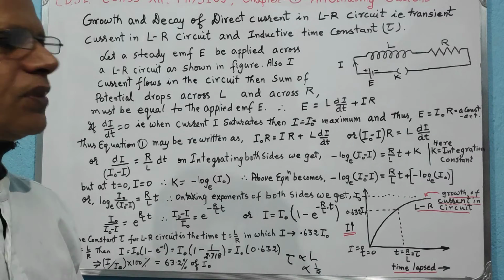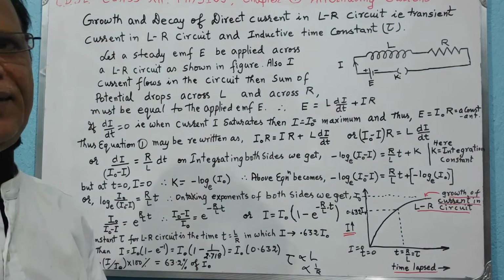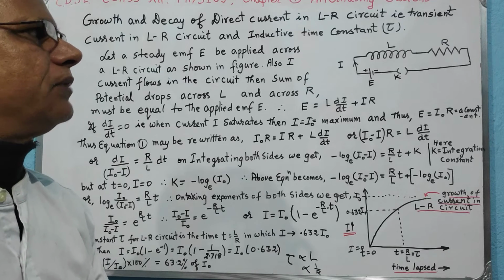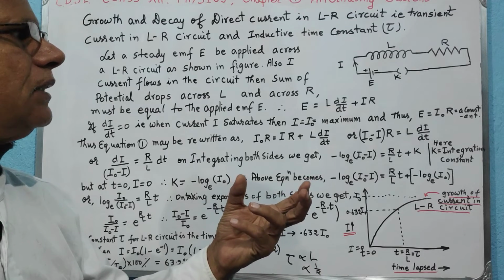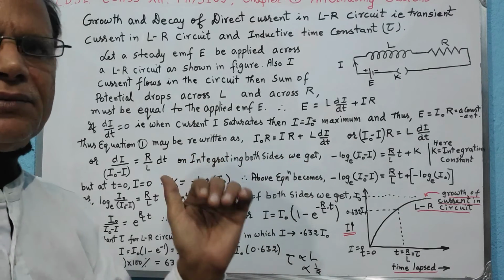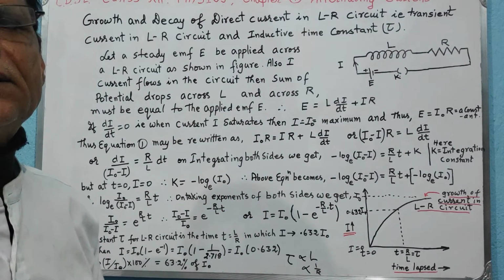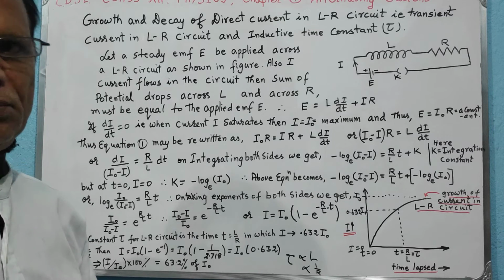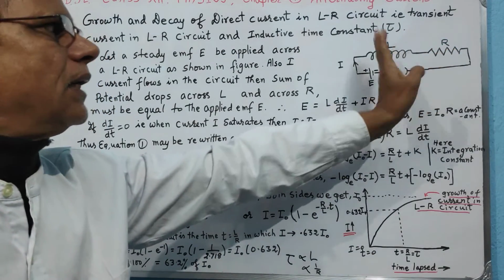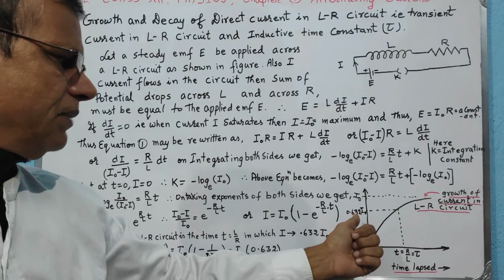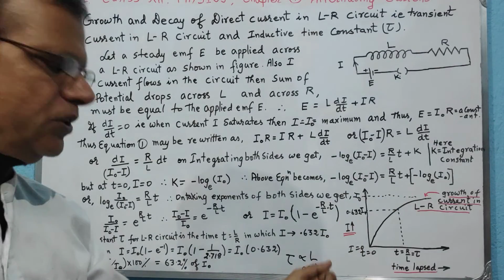Well, if you happen to have a bulb attached at this place instead of a resistance, then what will you see? What you will see is the bulb will start glowing with varying intensity continuously till the current saturates. So it means it will increase gradually. More is the current, more will be the glow, and it will saturate. It will become 63.2% of the saturation current in a time which is equal to L by R.